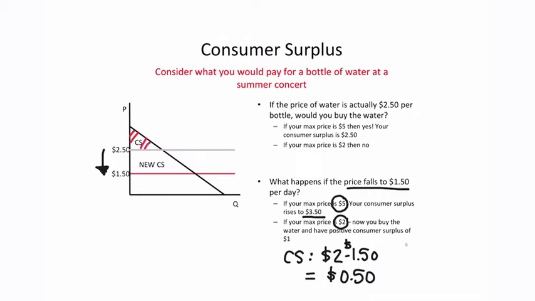It'll be this entire triangle that we had before, plus this new area below the demand and above the new price. This new consumer surplus is going to include the gain in consumer surplus from the people that were already in the market, the people with the maximum price of $5, plus the gain in consumer surplus for our new consumers in the market.